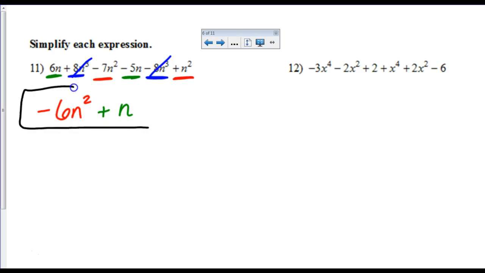So if you wrote your answer in the other order, if you said n minus 6n squared, that is totally fine. These are equivalent answers. This one is just in what we call standard form.